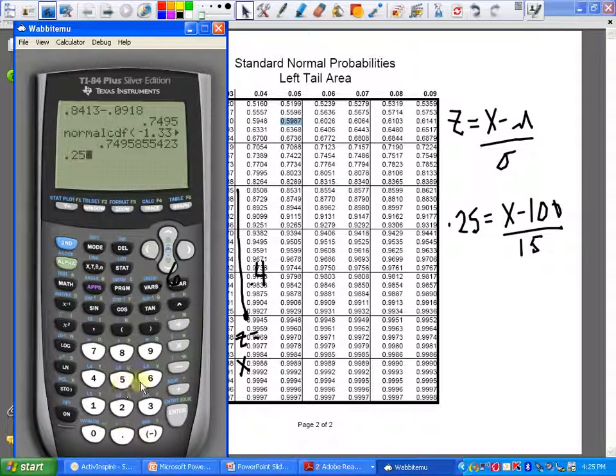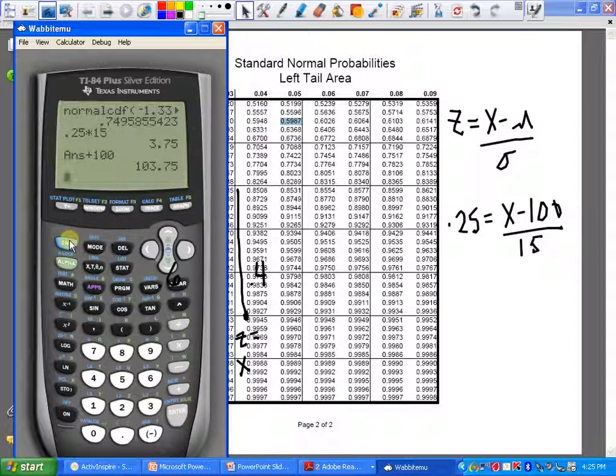So 0.25 times 15 gives us how many IQ points above the mean it is. So then if we add that to the mean, we're looking at an IQ score of 103.75. So that's our x value. That's the answer that we're looking for.